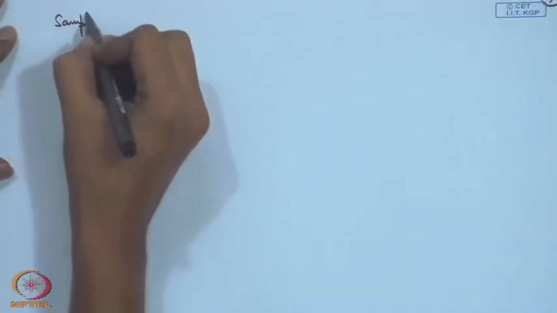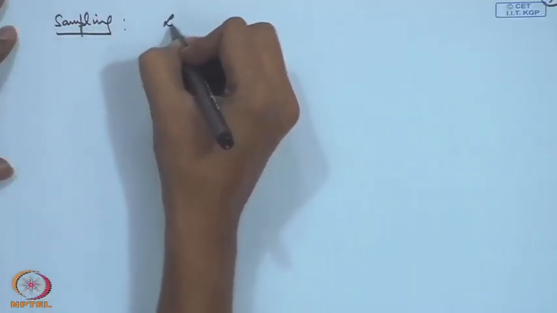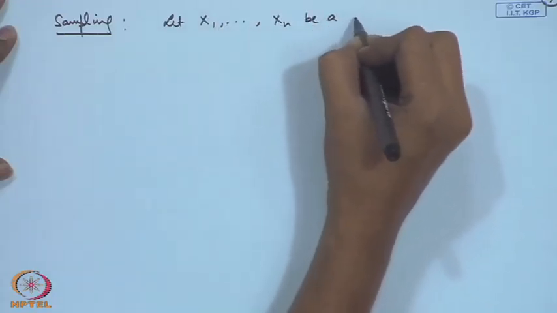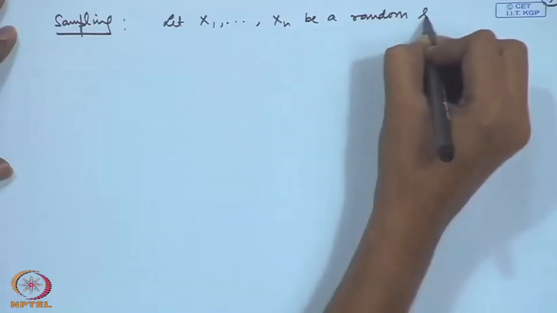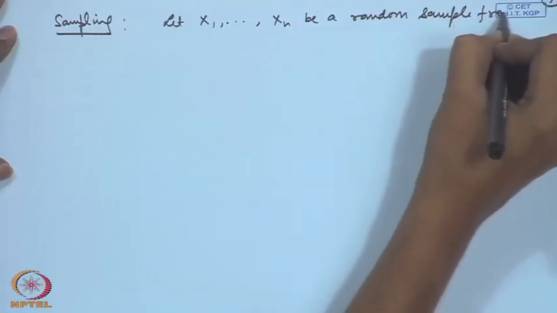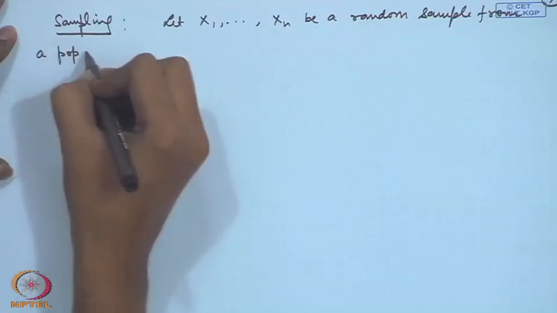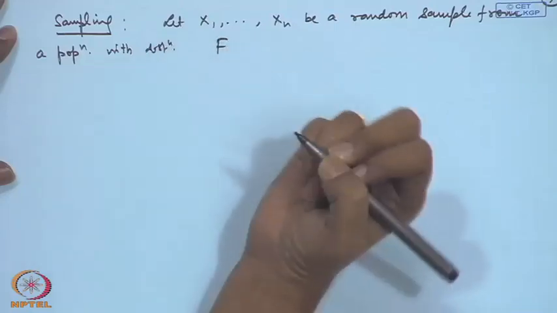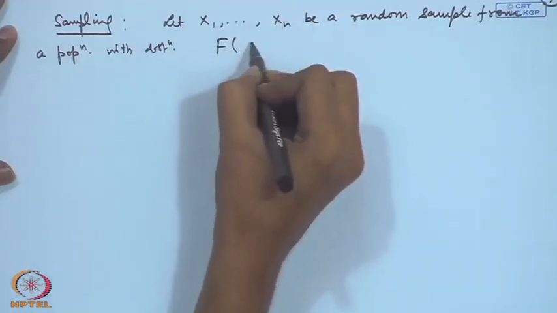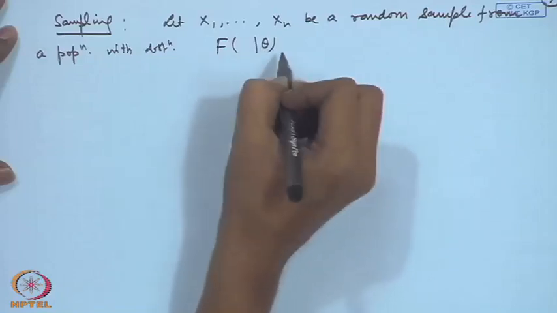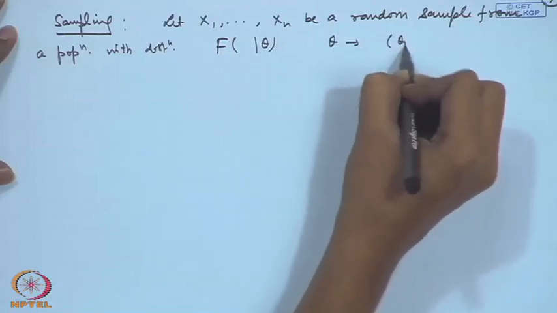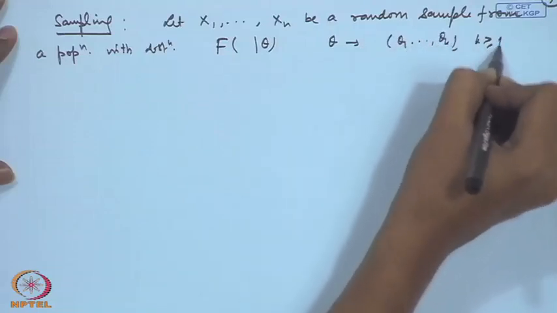So, let me briefly go to the sampling. Let x 1, x 2, x n be a random sample from a population with some distribution, say capital F, and you may have some parameter theta, F theta, where theta may be a vector or a scalar. Theta may be theta 1, theta 2, theta k, where k could be greater than or equal to 1.